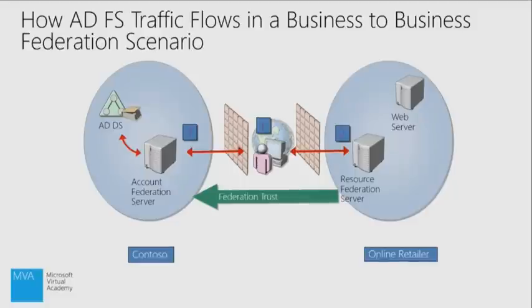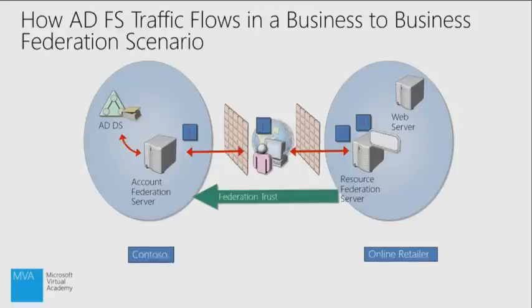That resource Federation server is going to send me to my account Federation server to get a token containing my credentials and tying those to a claim. That's what this arrow between the Active Directory domain services and the account Federation server is. It's going to go and get my user account, connect it to the claims built within the account Federation server, and send that back to me.